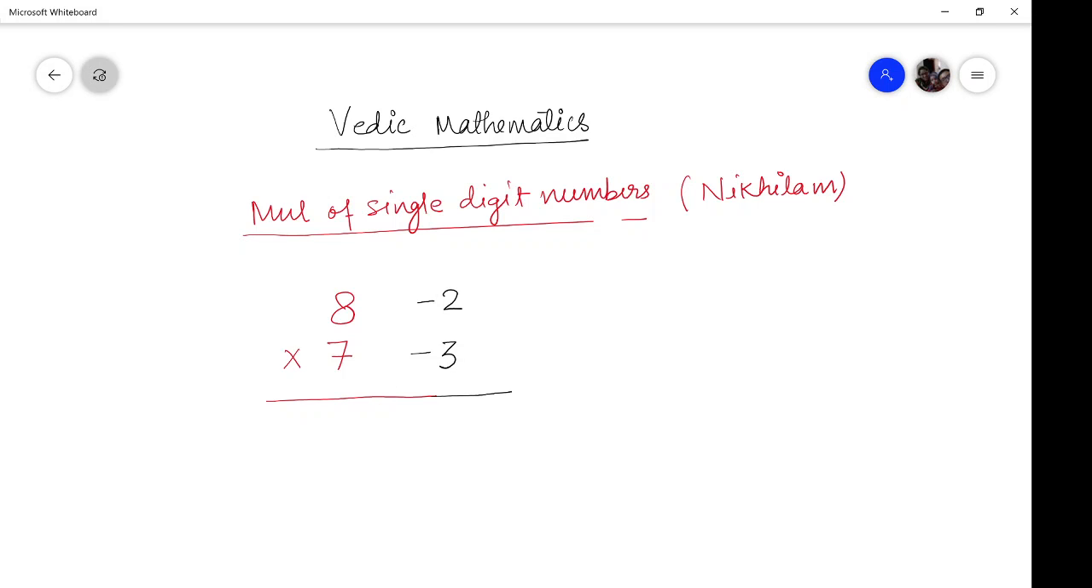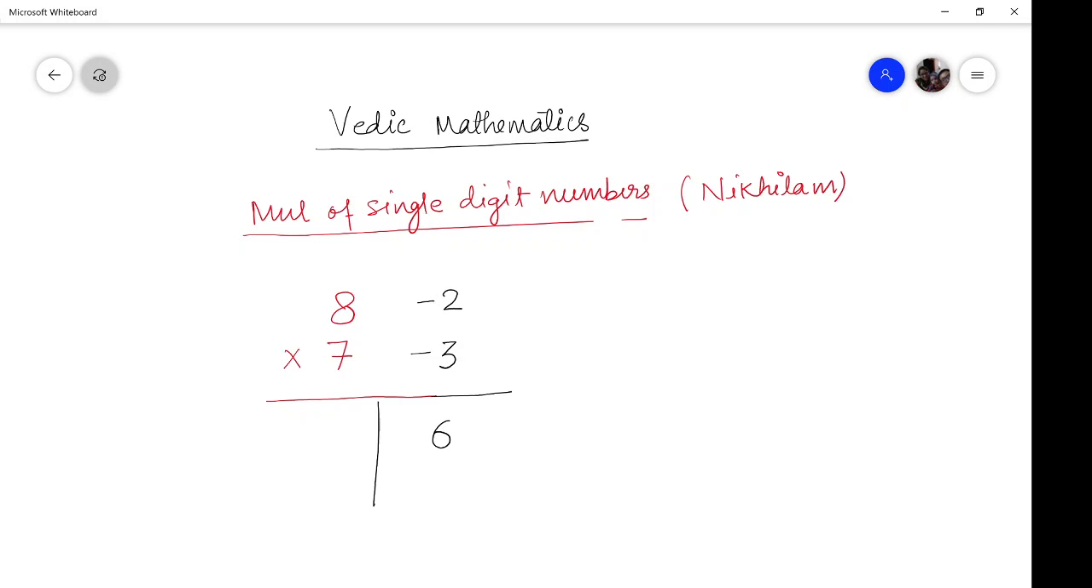Next, you place a line here, then you multiply these two. So minus 3 into minus 2 will be 6, because minus times minus is positive. Again, in a separate video, I will tell you how negative times negative becomes a positive number. But for the time being, understand that this is what happens when you multiply two negative numbers: the answer is positive.